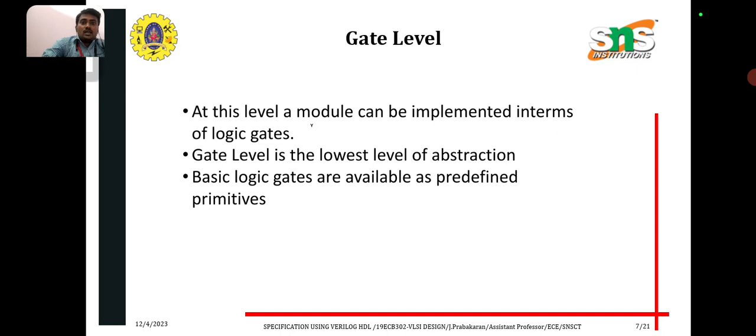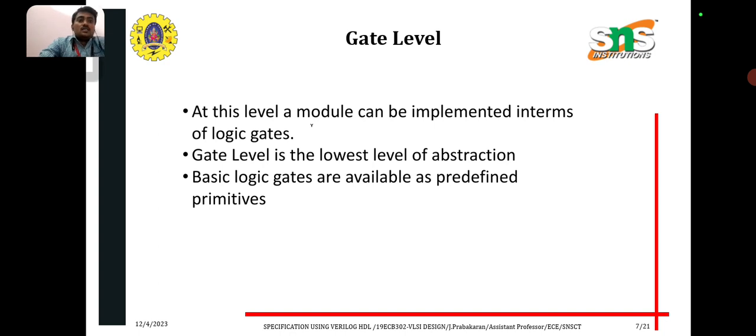In gate level modeling, the behavior of the circuit is described using basic logic gates such as AND gate, OR gate, NOT, NAND, NOR, XOR, and so on. Also, the interconnections between these gates are explicitly specified, indicating how the outputs of the gates are connected to the inputs of others by using wiring connections.